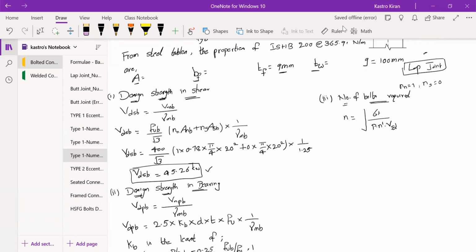Okay, so here it is M, which is moment. So this is the formula to find out the number of bolts. Now here, moment M equals force into perpendicular distance. This formula we know. So force into perpendicular distance.